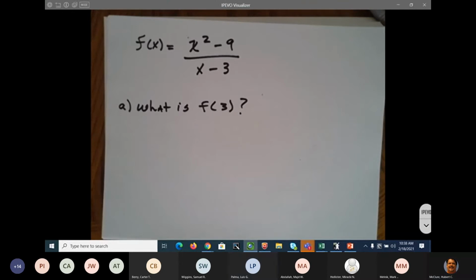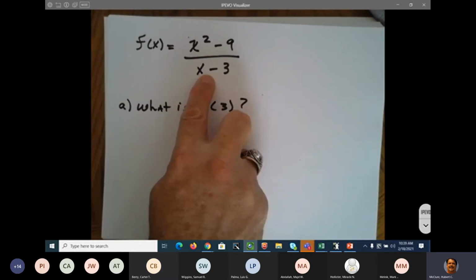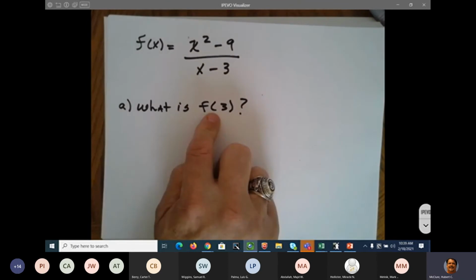0 is wrong. It's 0 over 0, which is undefined. That is wrong. You see why people miss it? Because they think that 3 is plugged into that, and you get either undefined or 0. That's why they miss this question. You got to do the algebra first.